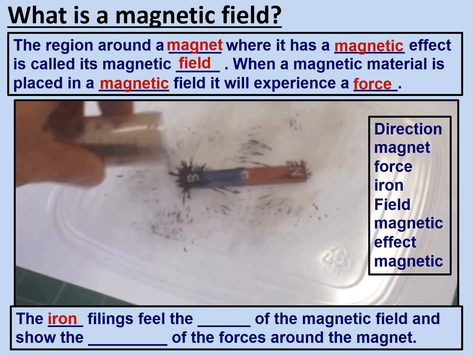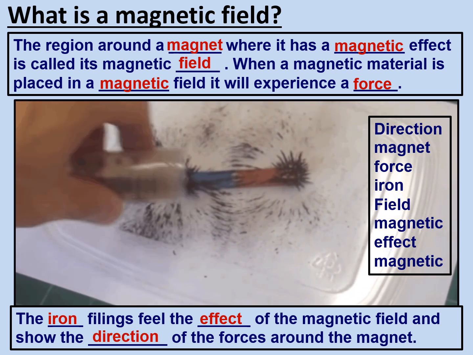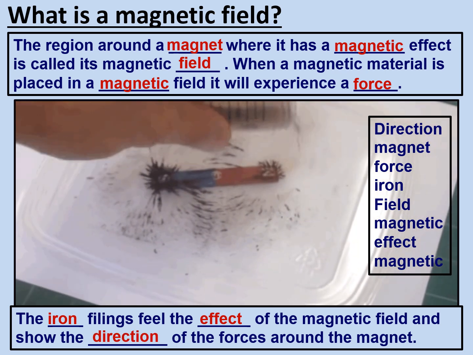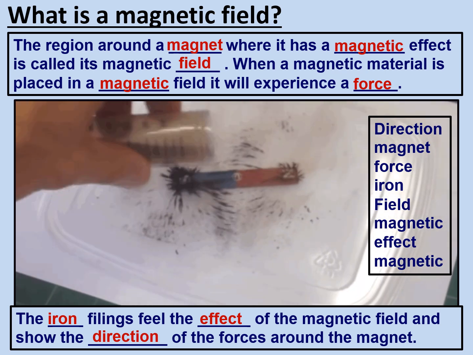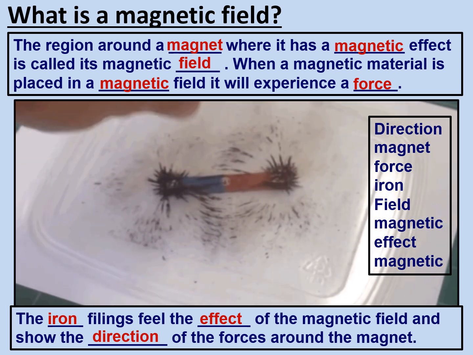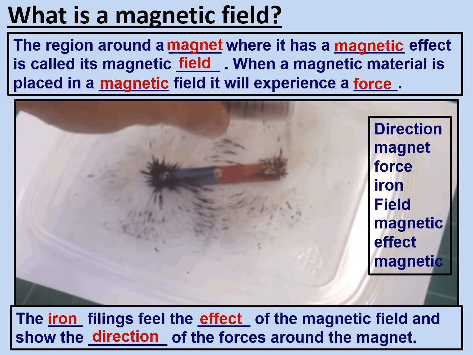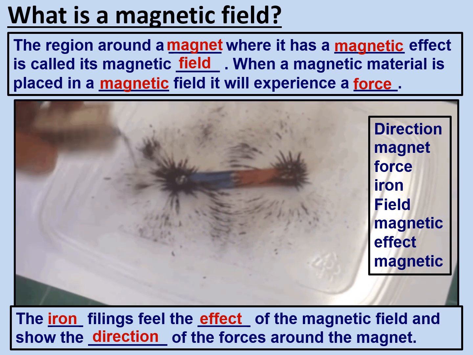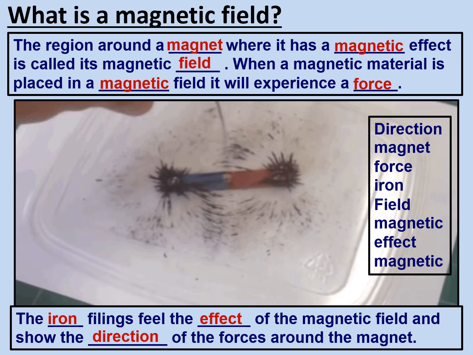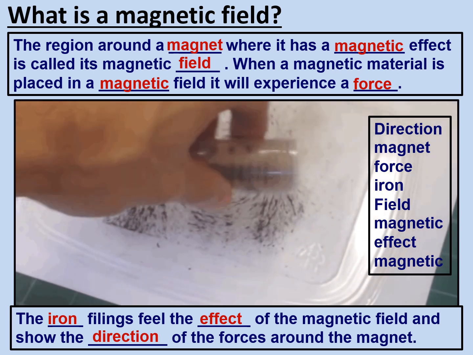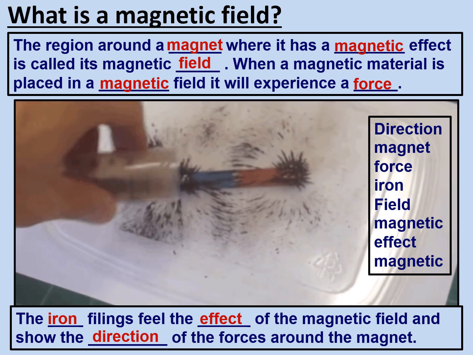So the iron filings feel the effect of the magnetic field and show the direction of the forces around the magnet. You're not sure what iron filings are? Imagine getting a really, really strong cheese grater that's strong enough to grind up iron, and you'd end up with little flakes of iron. And obviously iron is a magnetic material, and they line up very nicely. We actually call them induced magnets, those little pieces of iron, but I'll let you worry more about that one in GCSE.